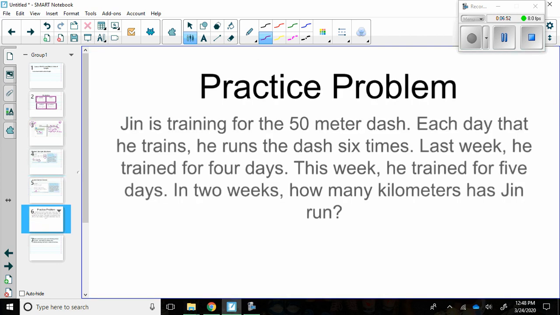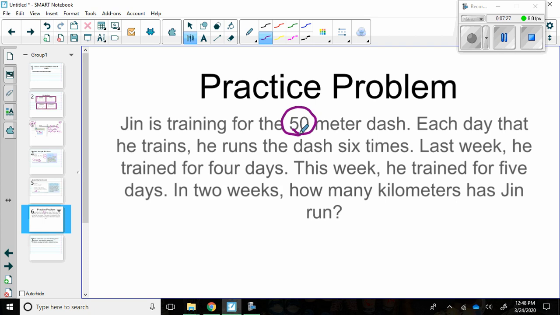So now here's a bigger practice problem. This problem has multiple steps. This problem reads, Jin is training for the 50-meter dash. Each day that he trains, he runs the dash 6 times. Last week, he trained for 4 days. This week, he trained for 5 days. In 2 weeks, how many kilometers has Jin run? Okay, so let's start with CUBES. First, we circle the numbers. We know that Jin is training for a 50-meter dash.